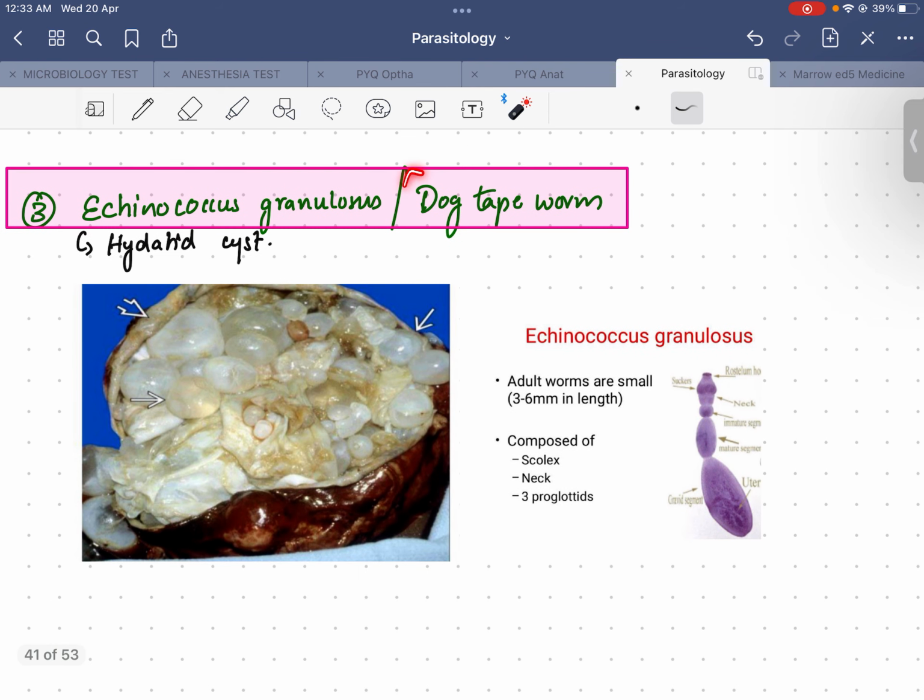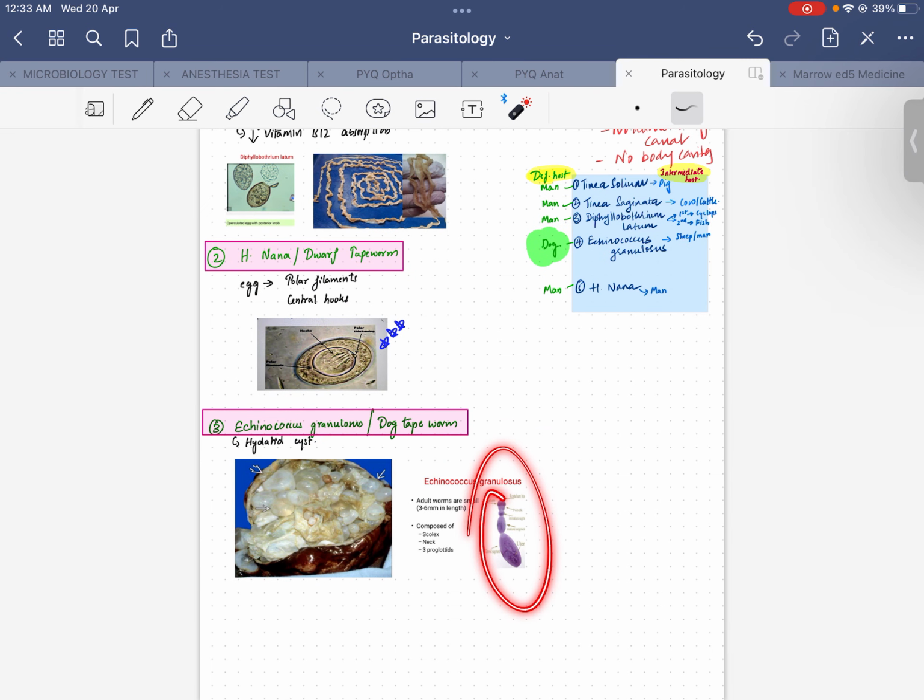Echinococcus granulosus, dog tapeworm. A definitive host is dog, right? It causes hydatid cysts. These are the hydatid cysts. This is a very small tapeworm. Very short, very small tapeworm. What is the treatment of hydatid cyst? You use a therapy called PAIR, right?